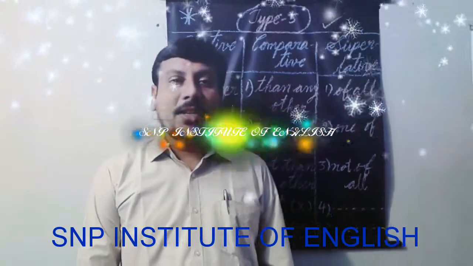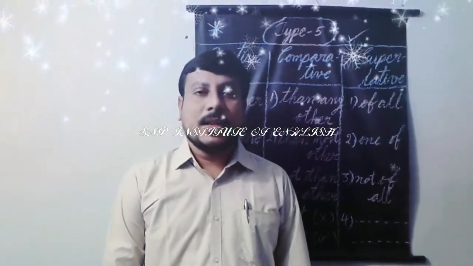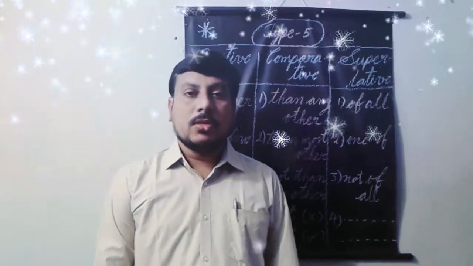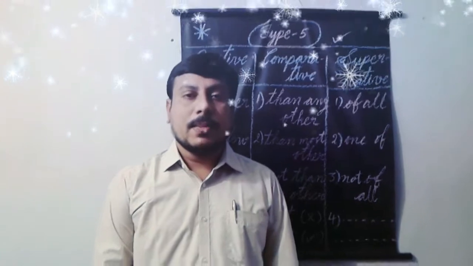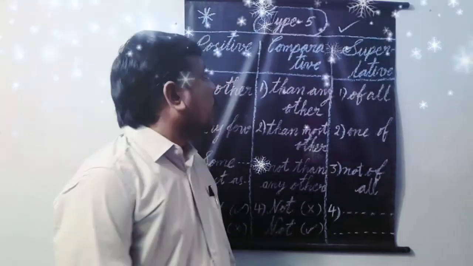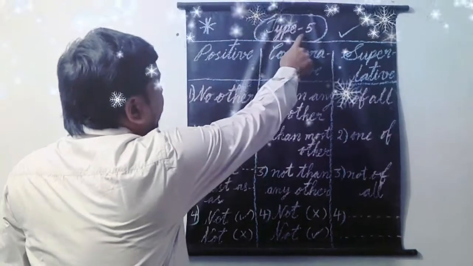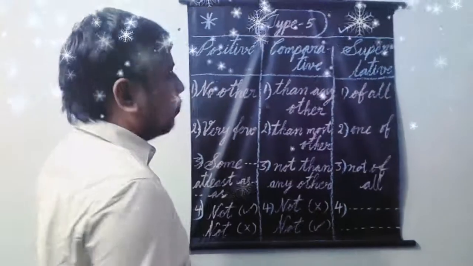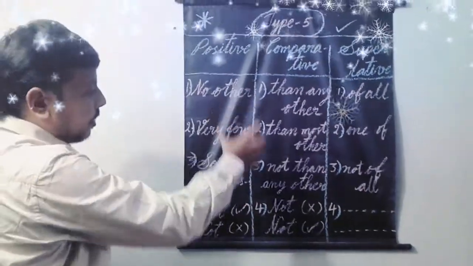Everybody, now I would like to teach you about the degrees of comparison type 5. Regarding type 5, I am going to give you some clues which are related to degrees of comparison type 1, type 2, type 3 and type 4. Type 5 degrees of comparison: positive, comparative and superlative. These are the 3 degrees.